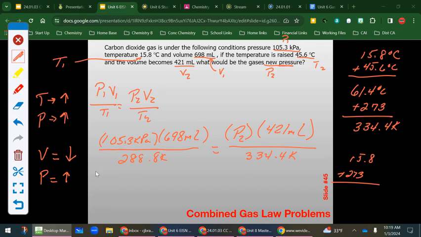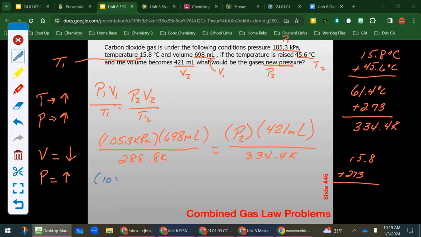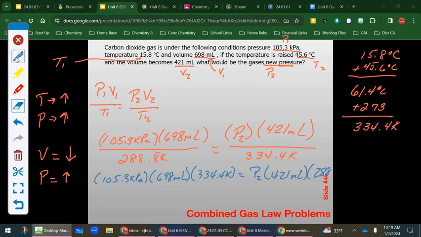Cross products are equal, ladies and gentlemen. Putting this all on one line: 105.3 kPa, 698 ml, 334.4 Kelvin equals P2, 421 milliliters, 288.8 Kelvin. Solve it.